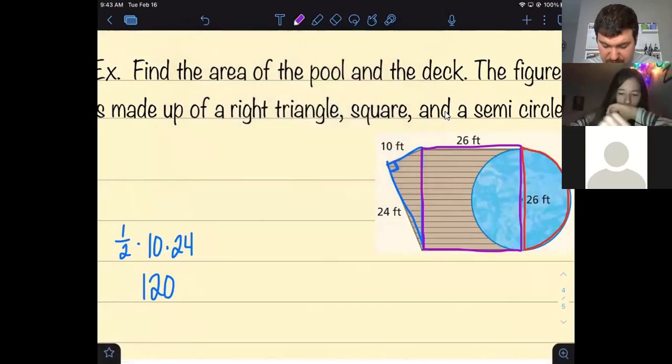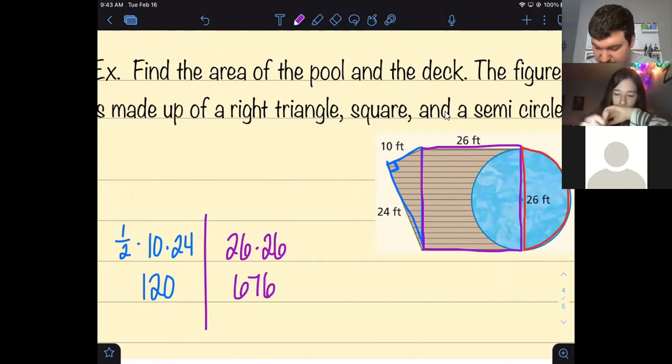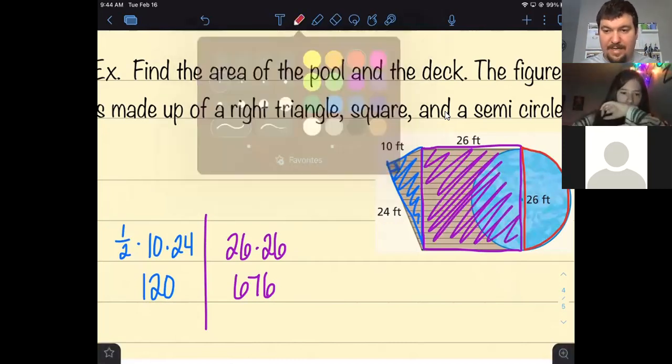Then the area of our square is a 26 by 26 foot square. So we're going to do 26 times 26, or 26 squared. And that's 676. So most of our area is coming from that. So so far we've included this triangle, we have its area. We've got the area of the square, which includes half of the pool. So we're only going to do a semicircle for the last part.